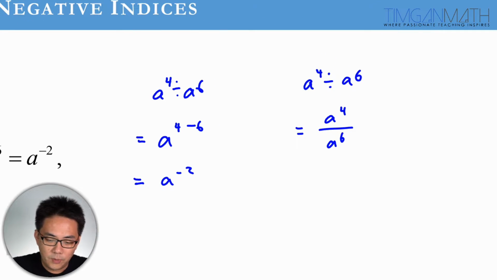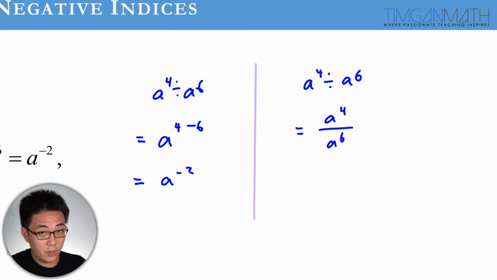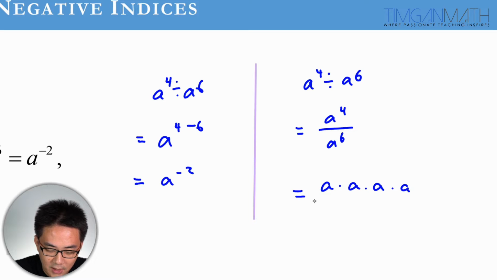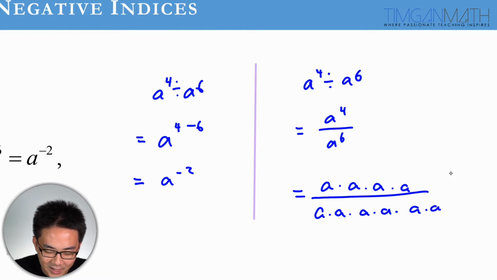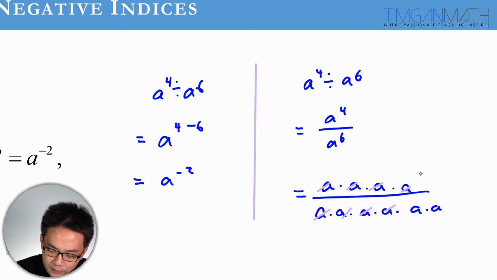Alright, so one is using the law which we have already learned, and the other one is using the rational form which we usually write down. In this case, a to the power 4 divided by a to the power 6, if we were to rewrite this, is a times a times a times a over a times a times a times a times a times a. And when we cancel it out, just take note, you will be left with a 1 on top. This is a 1.